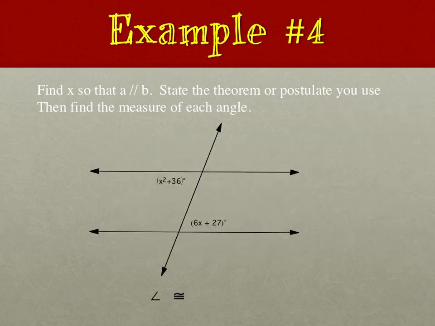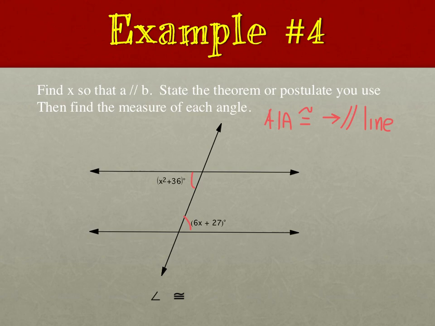All right, example number 4. Find x so that A is parallel to B. Okay, same old story, different problem. State the theorem or postulate. So alternate interior angles congruent, because that's what these two angles are. They're alternate interiors, this one and this one. If they're congruent, then the lines would be parallel.